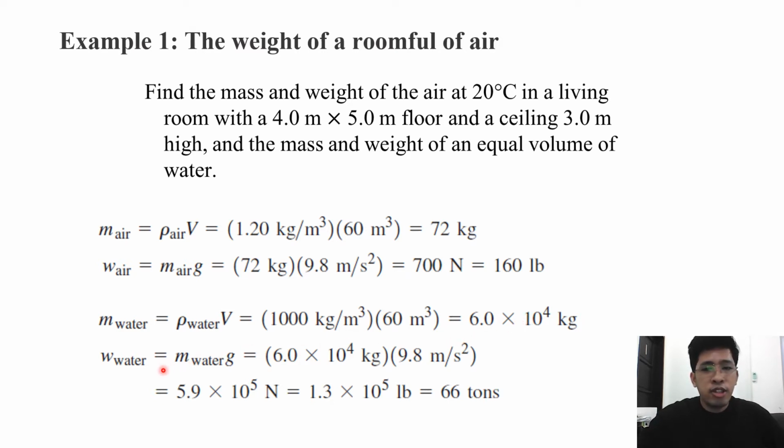The weight of water, on the other hand, is just your mass of water times the acceleration due to gravity, which is equal to 5.9 times 10 to the 5 newtons, or 1.3 times 10 to the 5 pounds. As you can see, there's a big difference between filling the room with air and filling the room with water. And it all varies because of the density of these fluids.